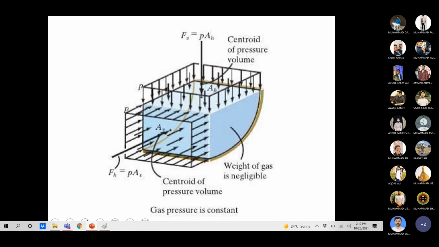So you can also use another figure to understand the vertical and horizontal projection. So F of V in this area would be this area. And for finding F of H, the area would be this area. Pressure times the area.